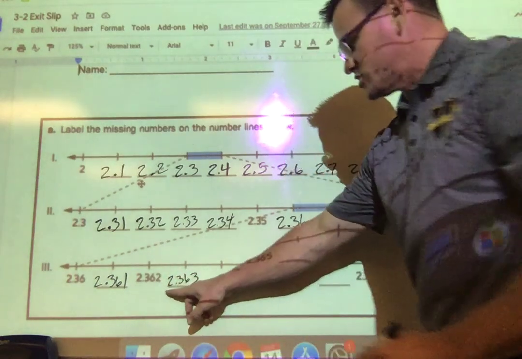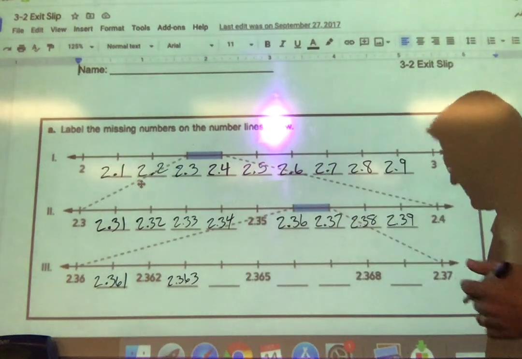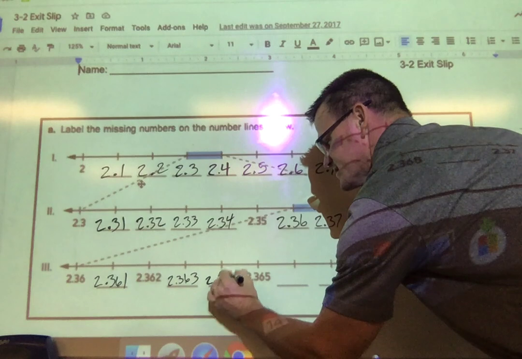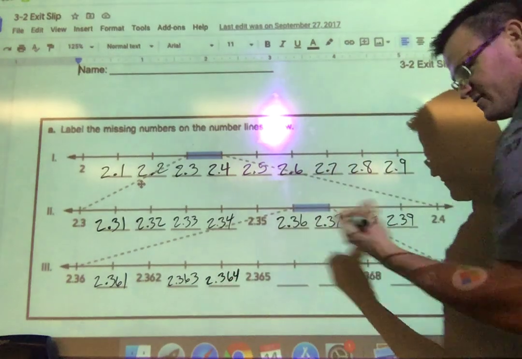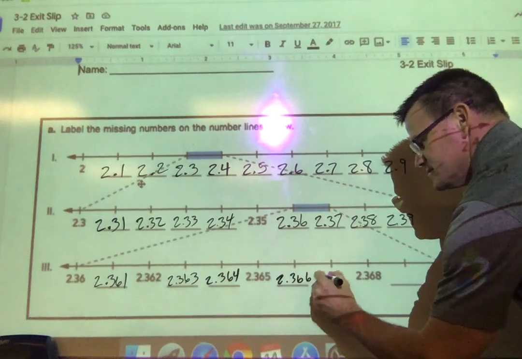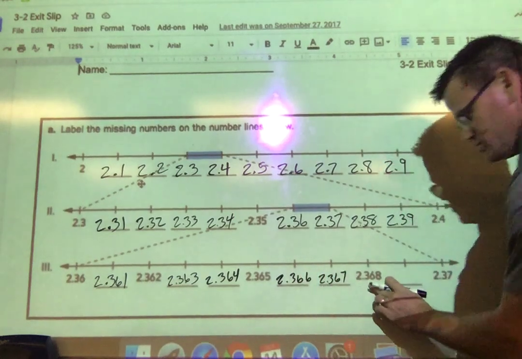2.363, always 2.36. Then add an extra thousandth there. So this would be 2.364, 2.365. I'm on track here. 2.366, 2.367, 2.368.